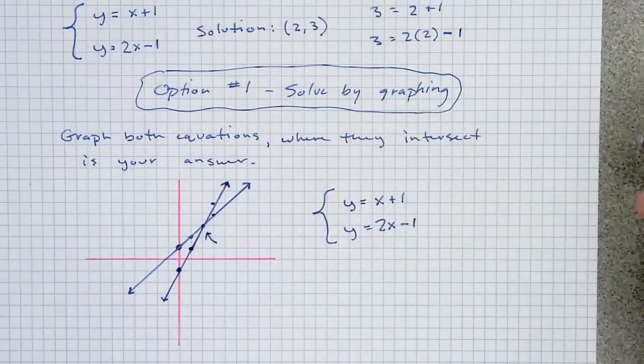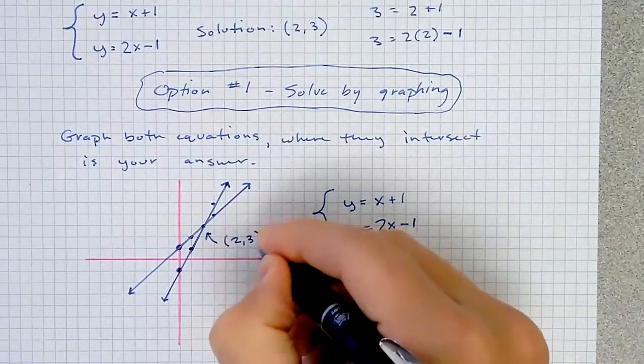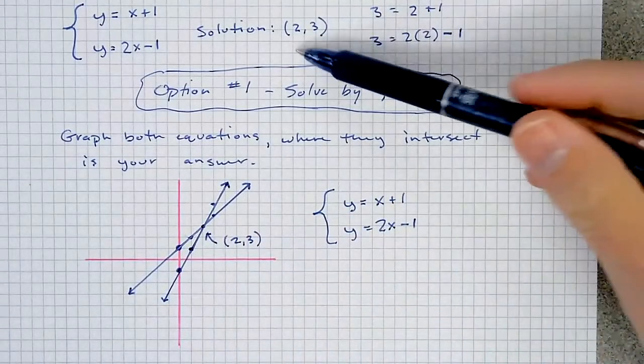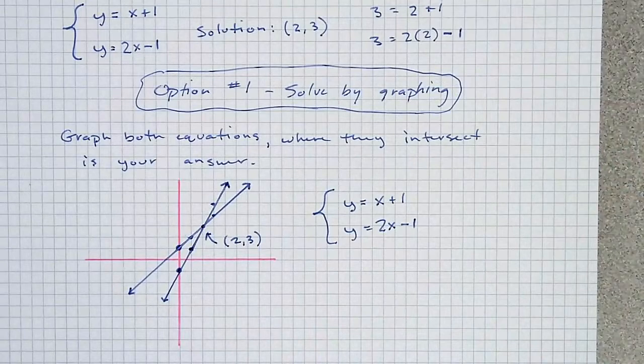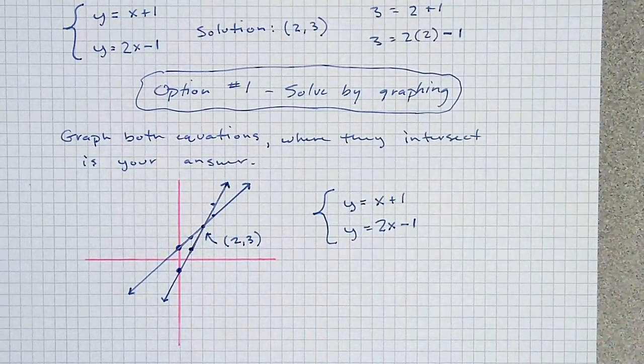So again, our point of intersection ends up being our solution. So in this case, they intersect at the point 2, 3, just like we got up there. All right, so the answer to this system would be 2, 3. X equals 2, y equals 3.